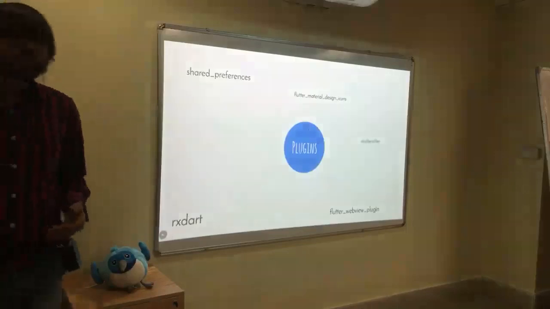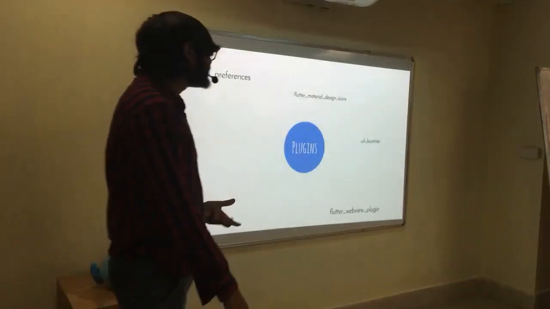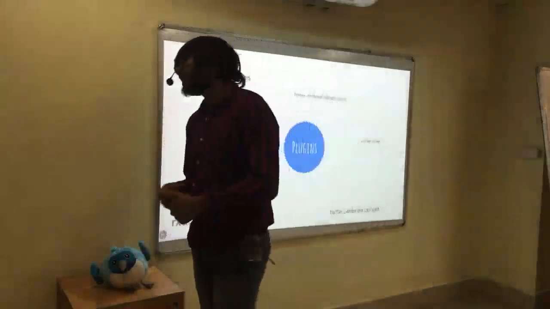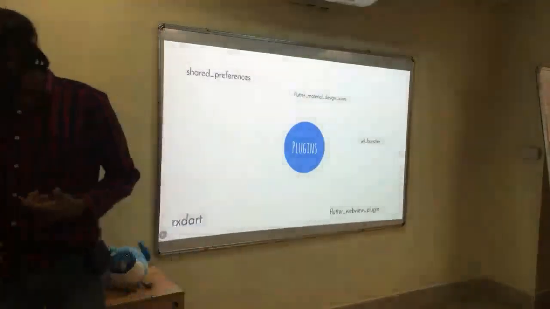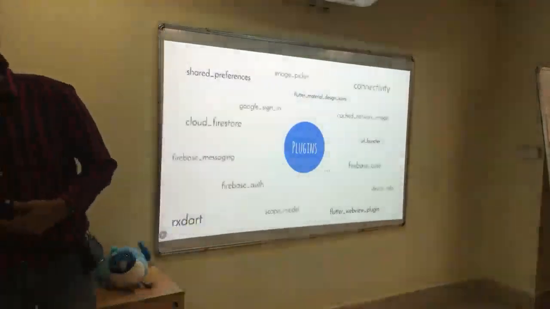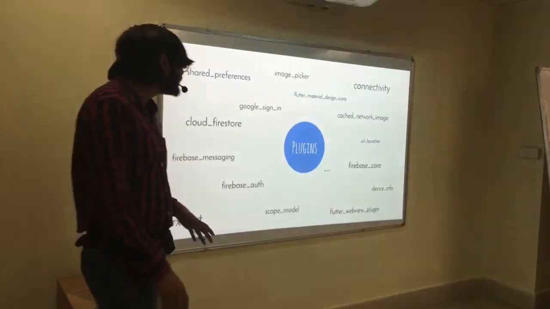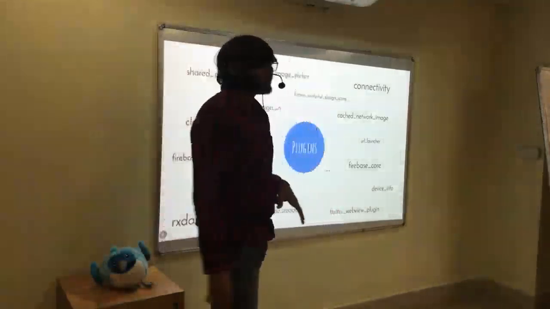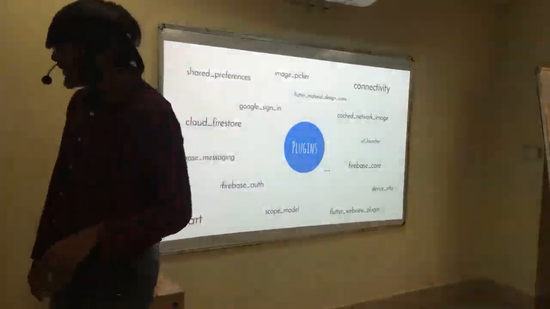Then you have the URL launcher. It launches URLs, and you can check if the URL is launchable or not. Then there is a whole lot of libraries available. These are just a glimpse of it, just 2 to 3% I can say.